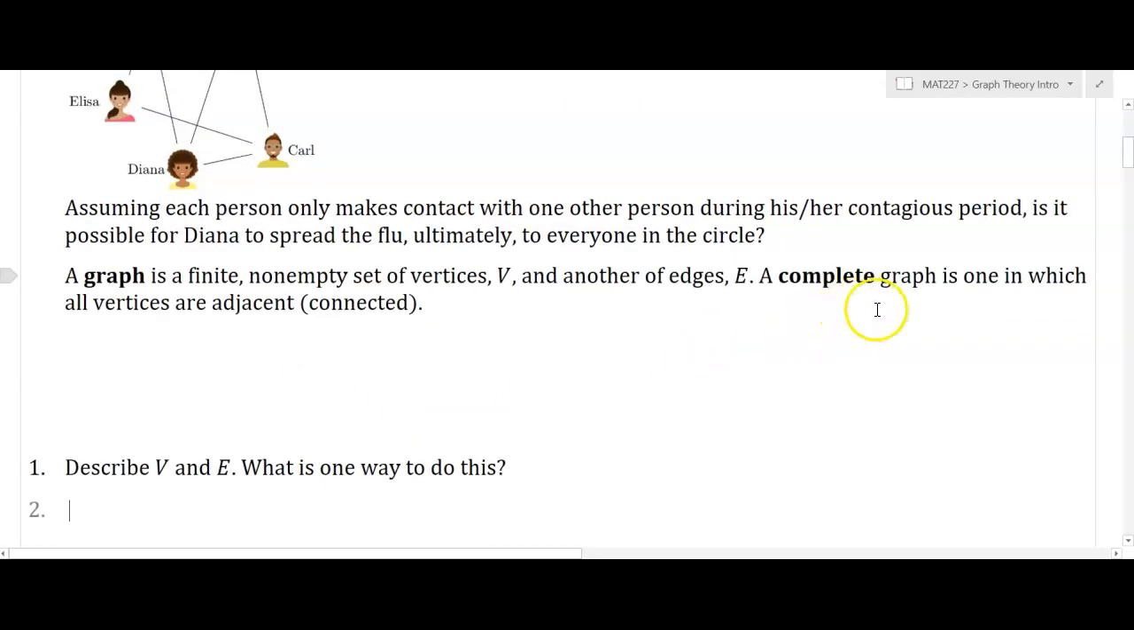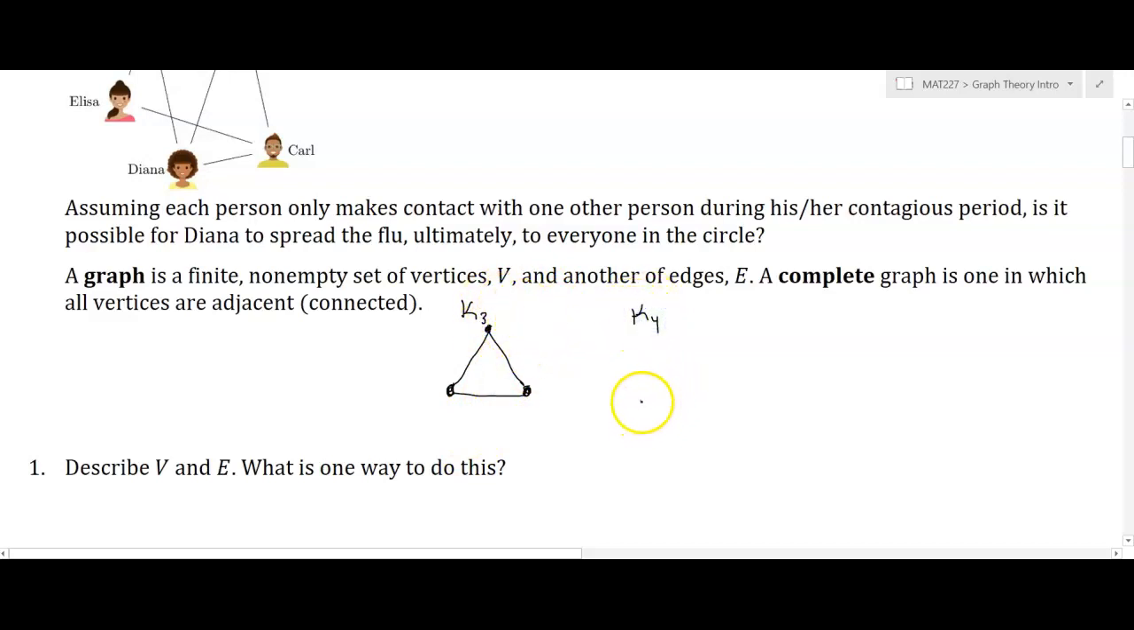A complete graph is one in which all vertices are adjacent. So we can think of a graph where we have that. For example, if we only had 2 vertices, this would be considered a complete graph, because every vertex connects to every other vertex. And if I added a third one, as long as I connected that third vertex to every other vertex, this would be a complete graph. We would call this K3. That's the notation we use for a complete graph with 3 vertices.